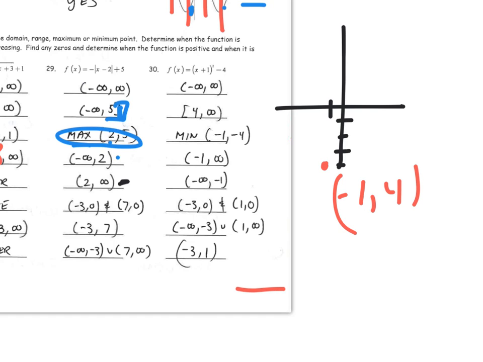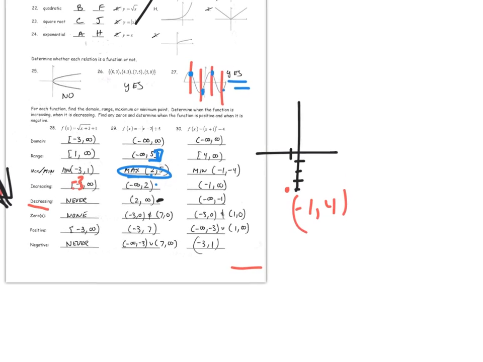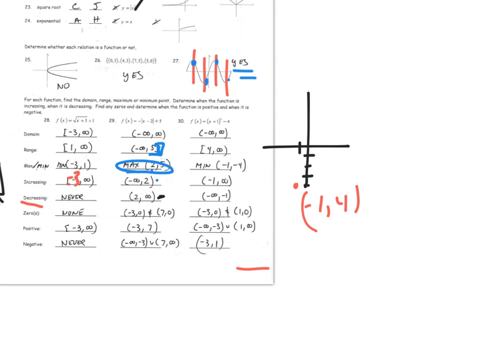All I need to see are these values over here. That's why I shrunk it. Okay, so the domain is negative infinity to positive infinity. There's no gaps in there. The range is, let's use these numbers here. It's minimum at (-1, -4).